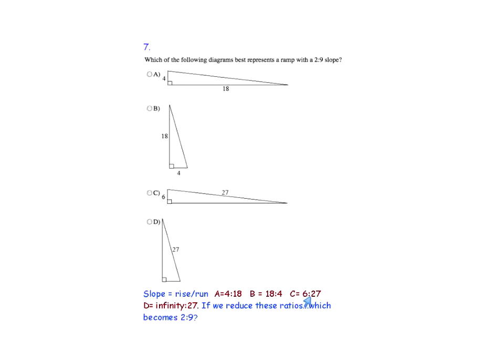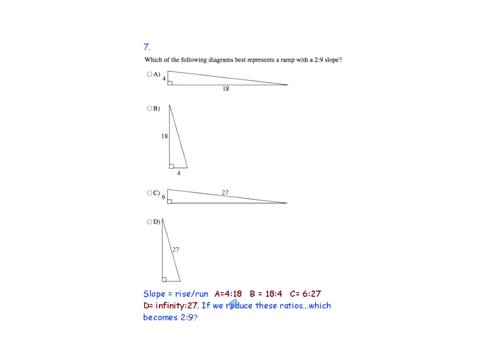The last one you'll notice, the rise is infinite. It's infinitely high, so we make it infinity to 27. I know that sounds weird. So another way of doing this is to reduce these ratios and see which one of them gives us the same ratio as 2 to 9.